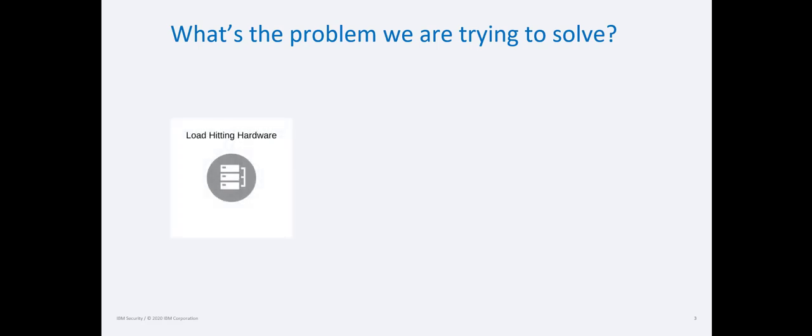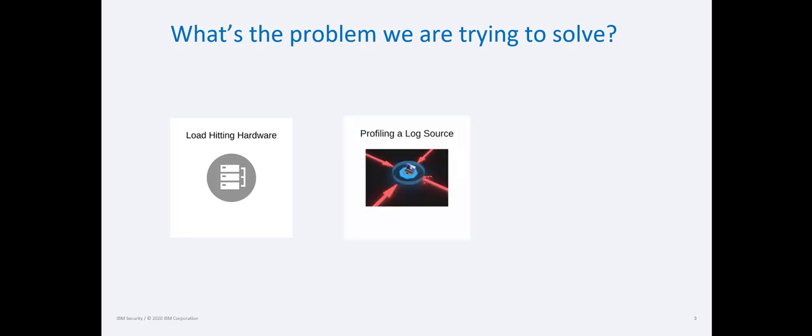Sometimes we are hitting the hardware load, right? We are hitting the limit of what your hardware will handle, and this will cause events to either buffer or drop, and this is a problem. So we don't want to see the hardware limit hit, and that's something we need to watch for.